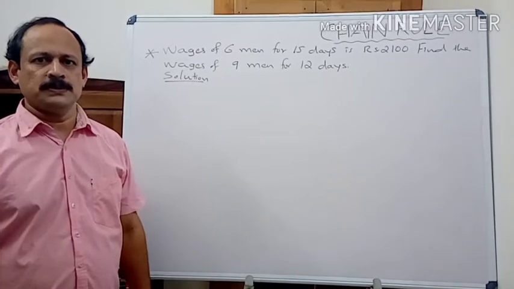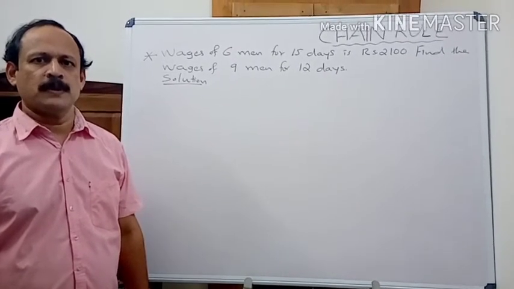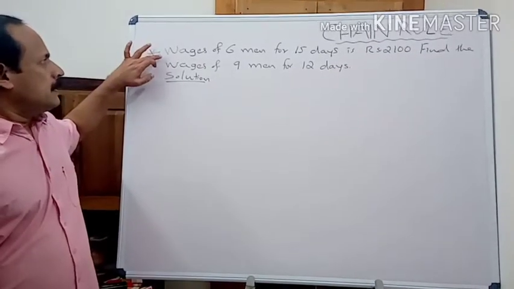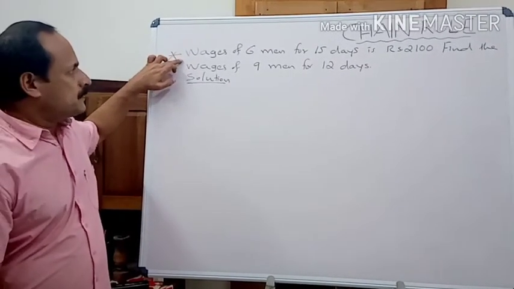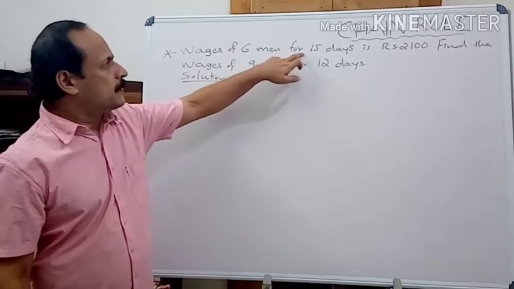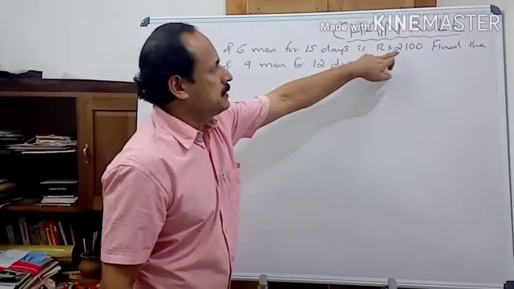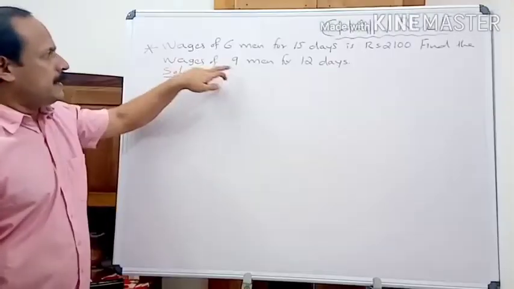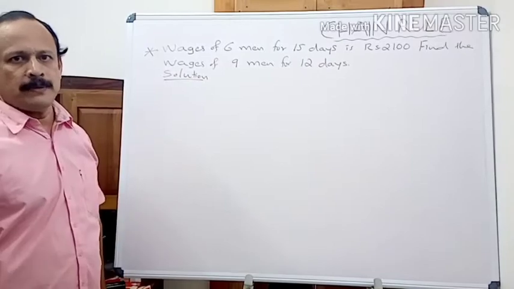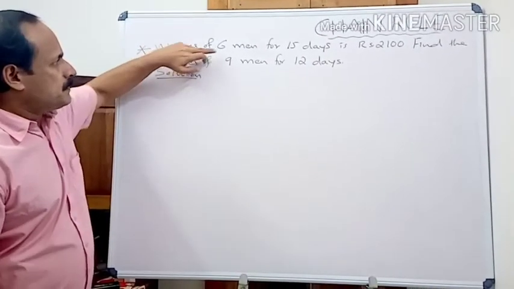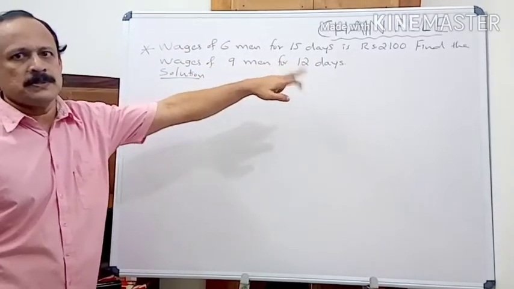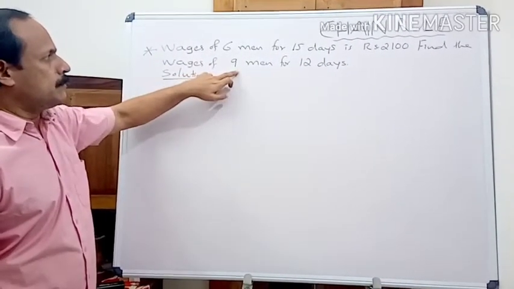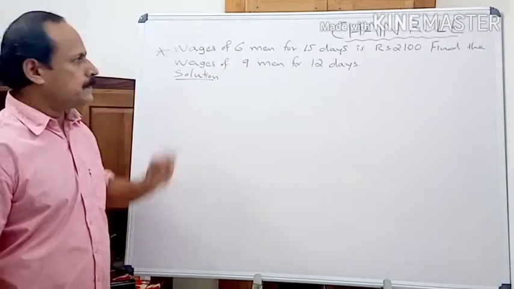Next we go to some complicated problems. Here, wages of 6 men for 15 days is rupees 2100. Find the wages of 9 men for 12 days. Wages of 6 men for 15 days is rupees 2100. We have to find the wages of 9 men for 12 days.